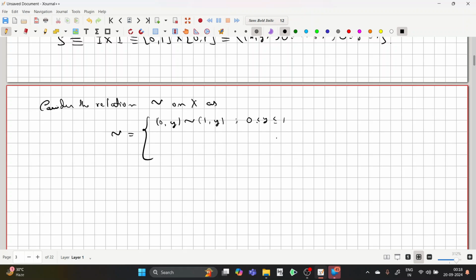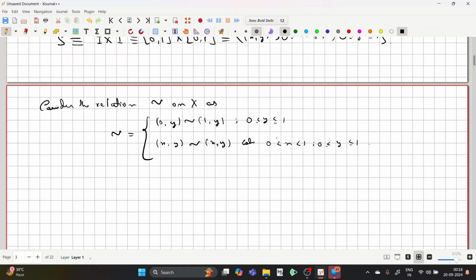Clear? And every other point is just identified with itself, right? There's nothing complicated to talk about in that case. So every other point, say (x, y), is identified with itself, where x is less than 1, greater than 0, and y is as usual less than or equal to 1, greater than or equal to 0. Okay, this is what we are trying to do.